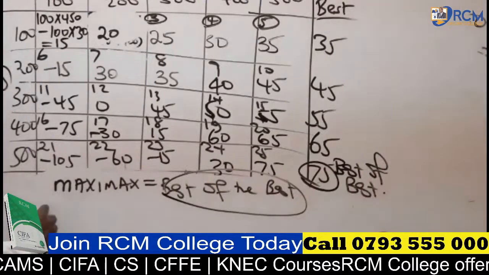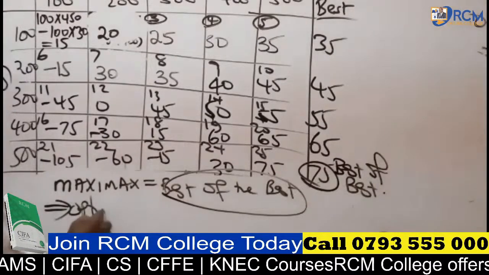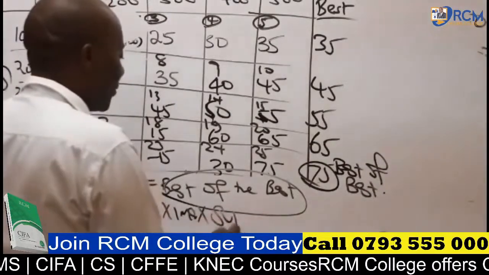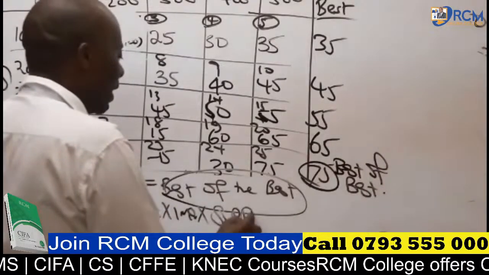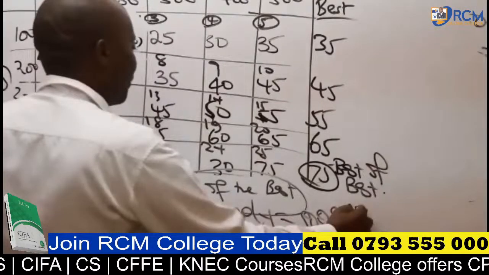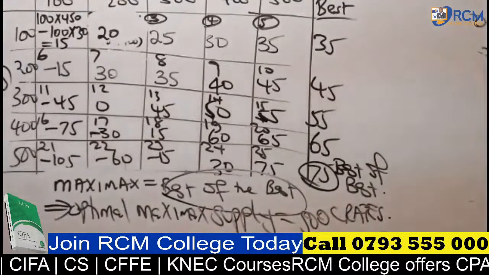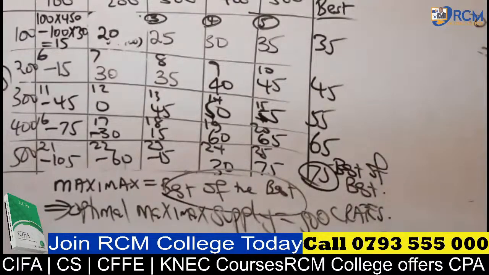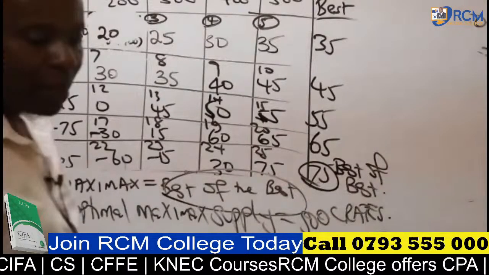the optimal maxi-maxi supply, which equals 500 crates. That is maxi-maxi. And then, ladies and gentlemen, we have the last one here.